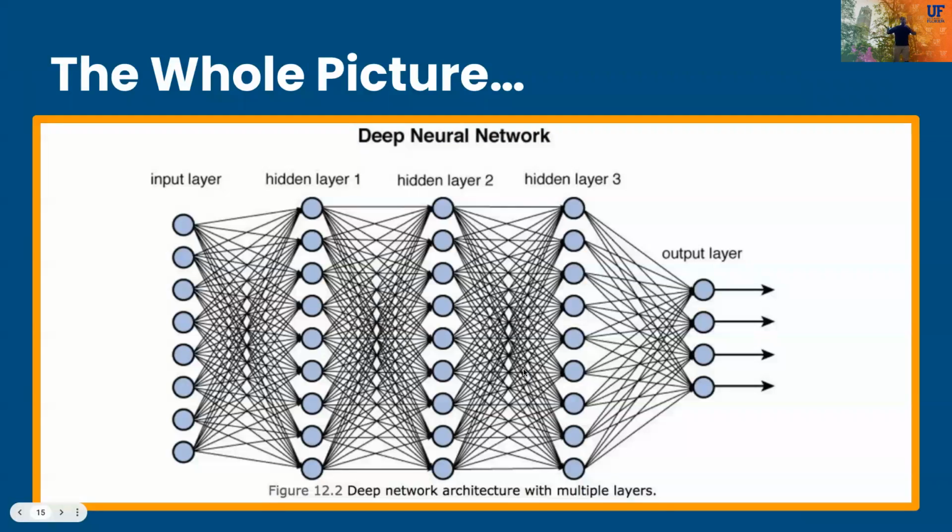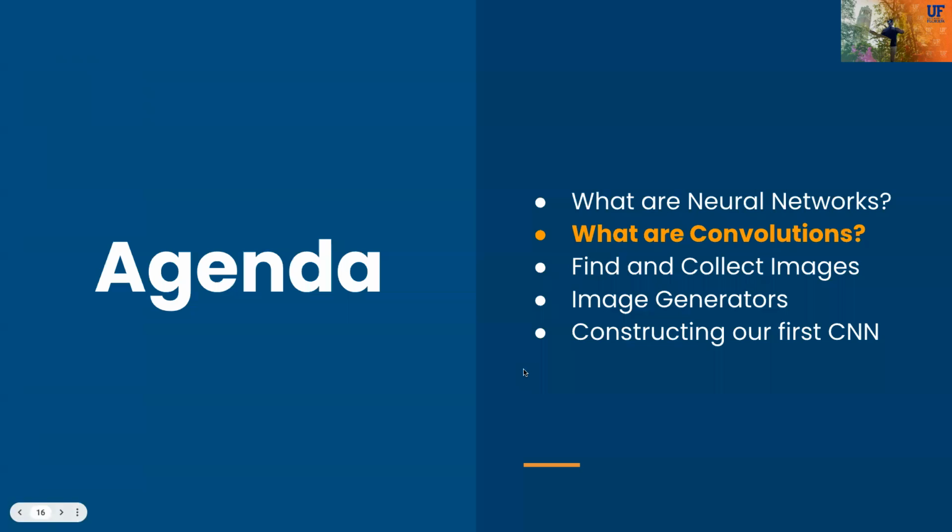So now you get the whole picture of what's going on in a neural network, why it's important to have these things, what an activation function is, what weights are, and what biases do.